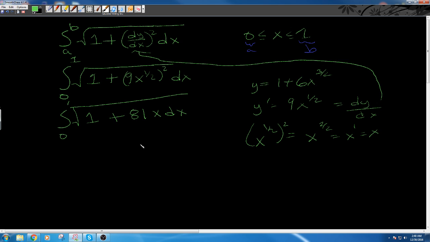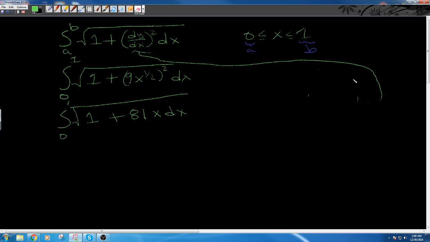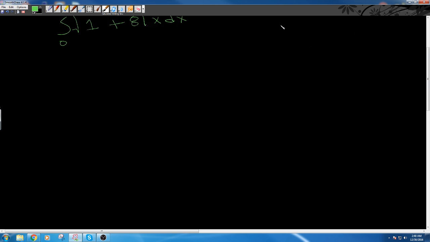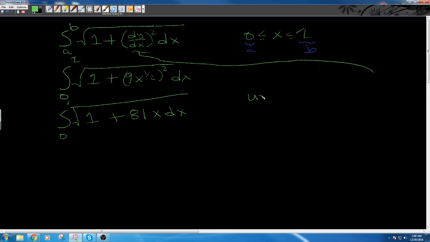Now we look at this, and there isn't much we can do with this nasty number under the radical. So what we want to do is a u substitution. I want to get rid of this so we have some room to write all this out. So we're going to do this u substitution: we're going to let u equal 1 plus 81x.